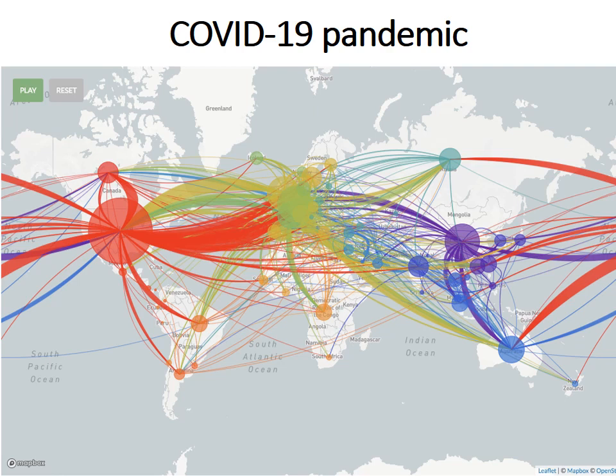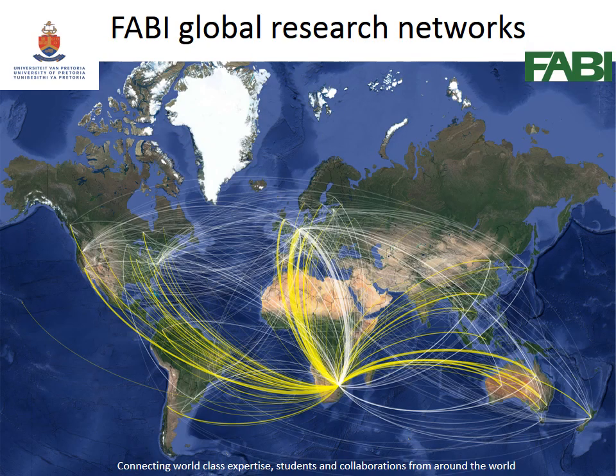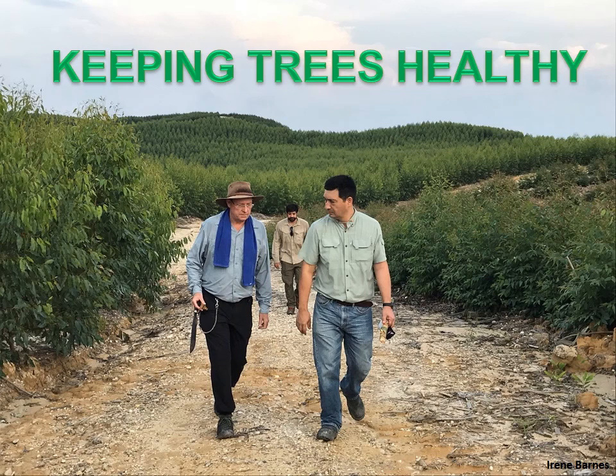To wrap up, I'd like to circle back to this slide. As much as the world has joined forces in an attempt to flatten the curve of the COVID-19 pandemic, which is a global problem, I hope I have shown you throughout this talk that so too is the burden of tree health, a global problem. And with that, FABI and the TPCP have very strong international research networks where we are working collaboratively together with the unified goal of keeping trees healthy. Thank you.